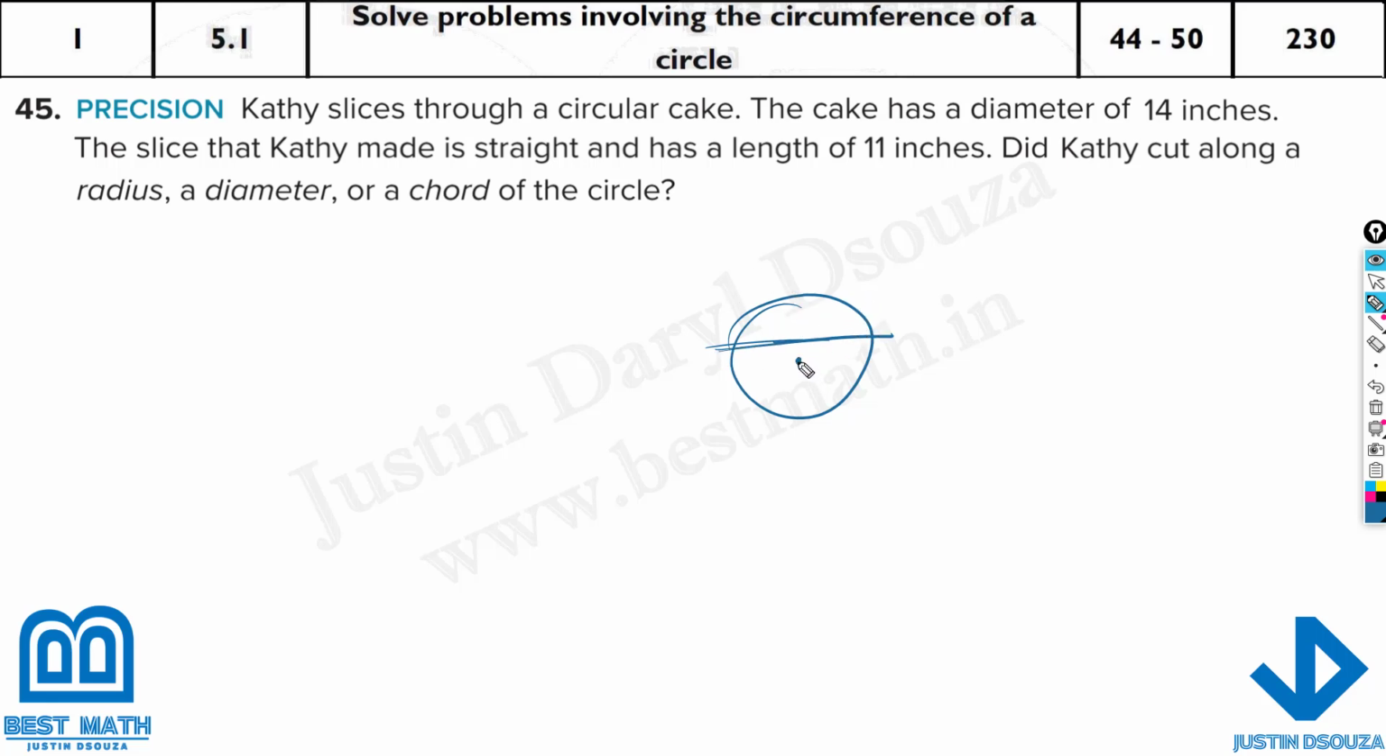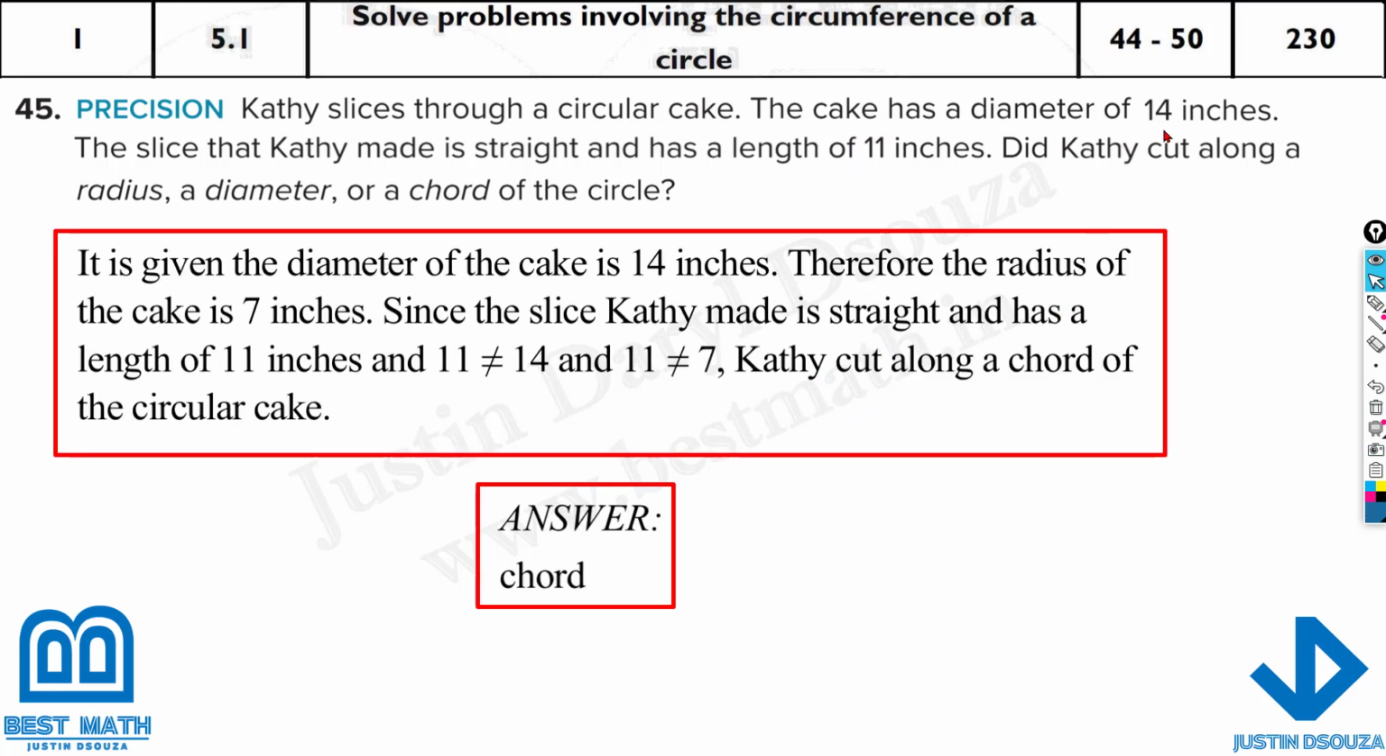Look, if it was from the center, it will be 7. The radius is 7, the diameter is 14. But it's 11 inches, so it should be a chord. It's not the radius or the diameter, it must be the chord of the circle, because it's more than the radius and less than the diameter. So that's the answer.